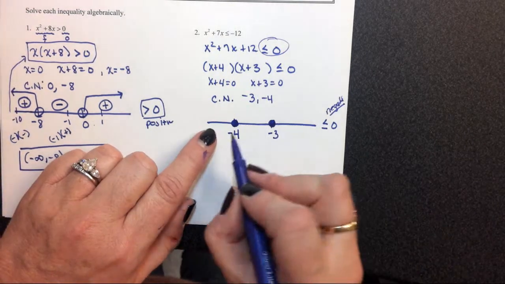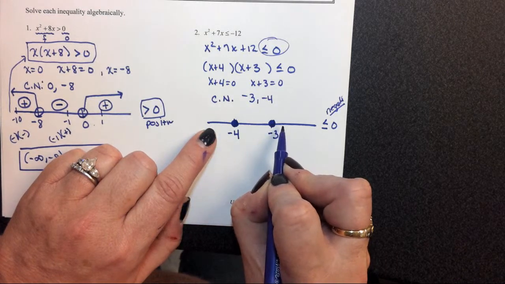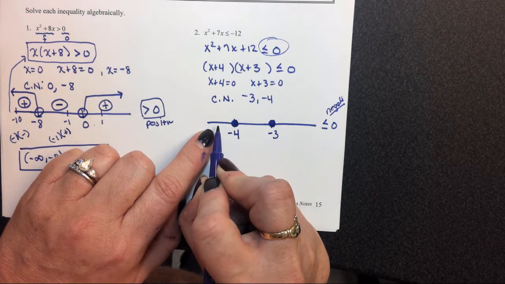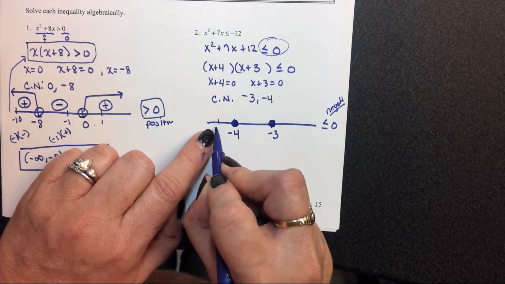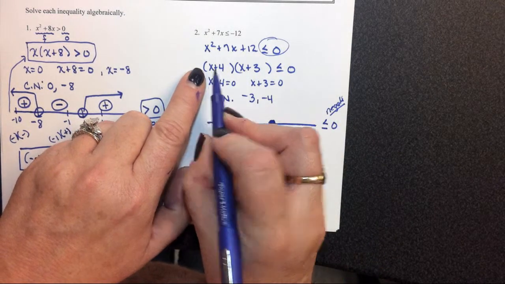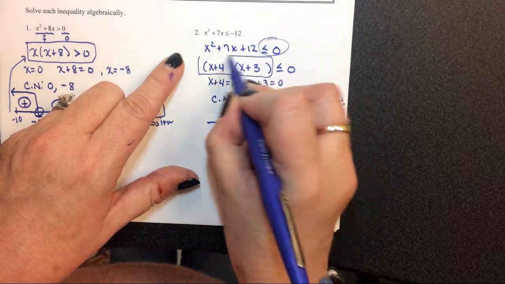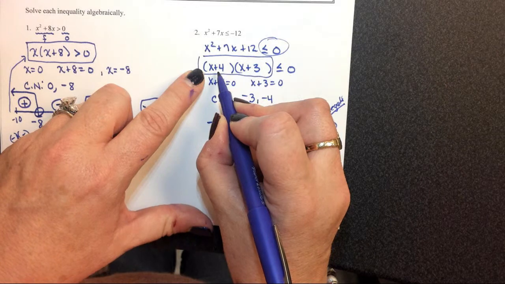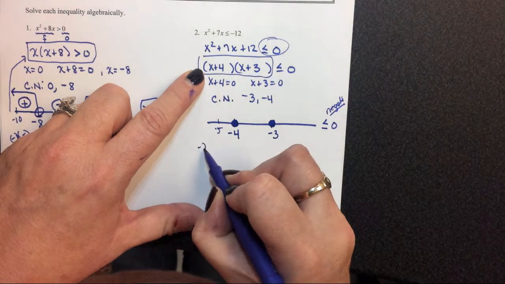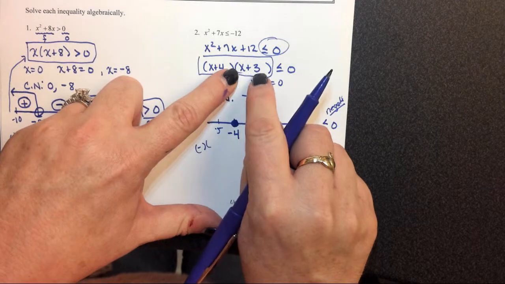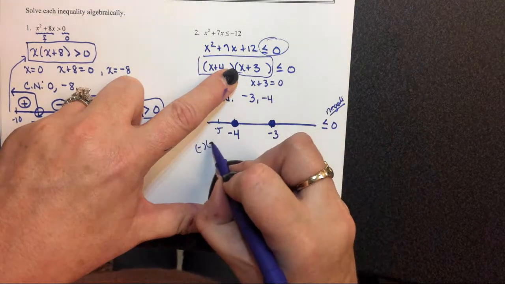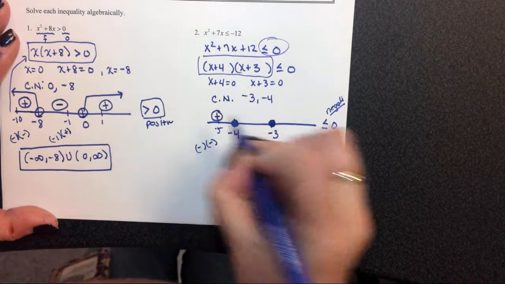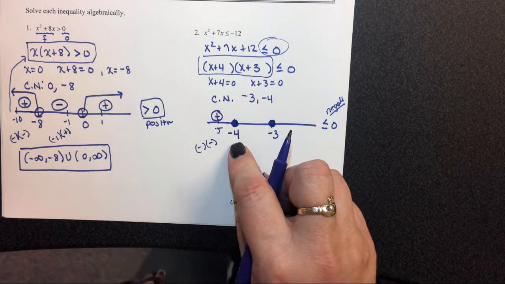So now again, just like I did before, my number line is divided into 3 intervals. I've got to pick a test number in each interval. So I'm going to plug in a number less than negative 4. Give me a number less than negative 4. Negative 5. So again, just plug it back into your factor form. That's the easiest one to do. Negative 5 plus 4 is what kind of number? Positive or negative? Negative. Times negative 5 plus 3 is a what? Negative. So what happens when I multiply a negative times a negative? That gives me a positive. So that tells me all numbers less than negative 4 would be positive.